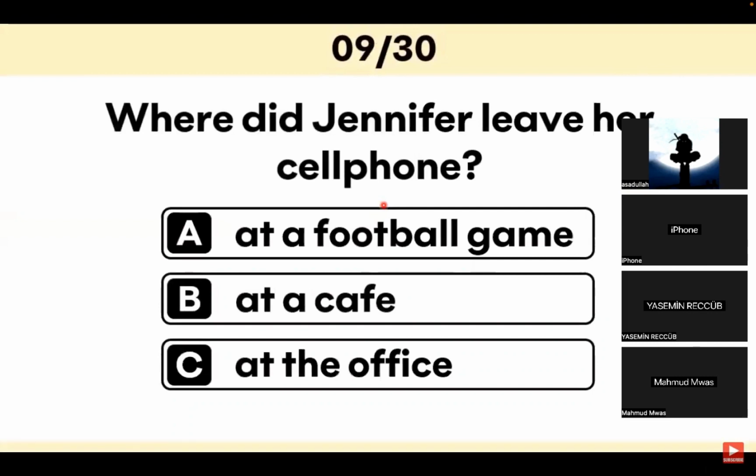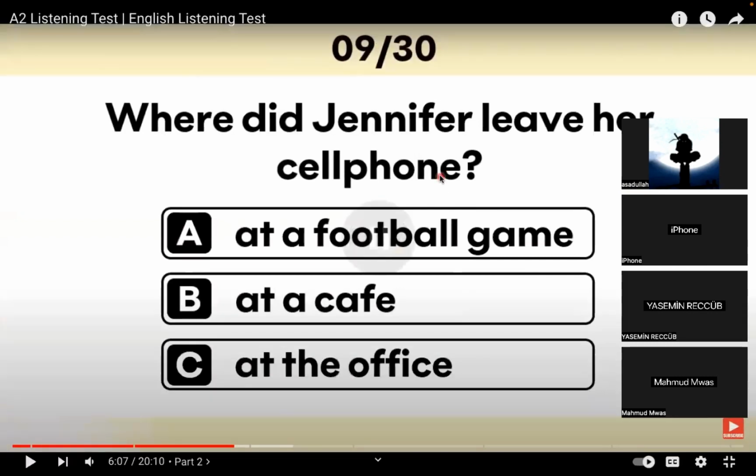Where did Jennifer leave the cell phone? At the football game, at a cafe, at the office. B. At a cafe. Are you sure? Let's go to someone else. Mr. Sneem or Yasmin? Which one is the correct? Is it A, B, or C? B. At a cafe. Let's check. See if both of you are correct or both of you are wrong. Very good.